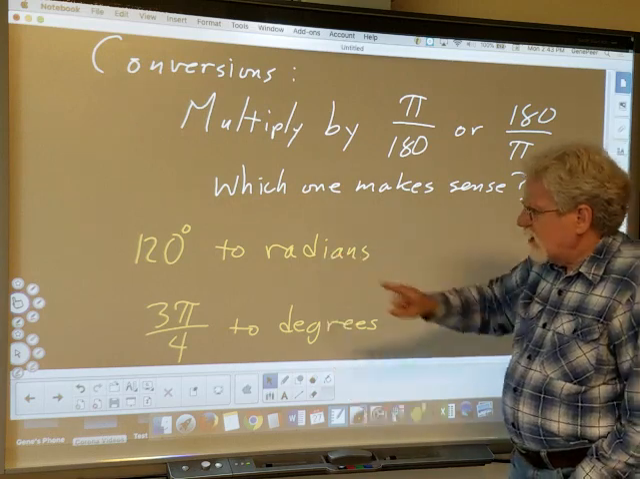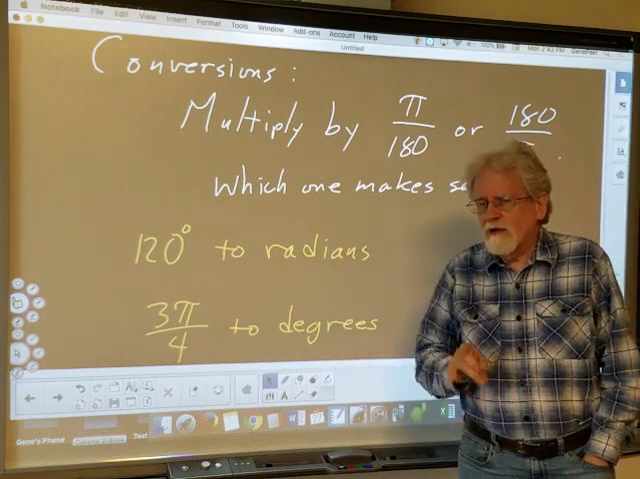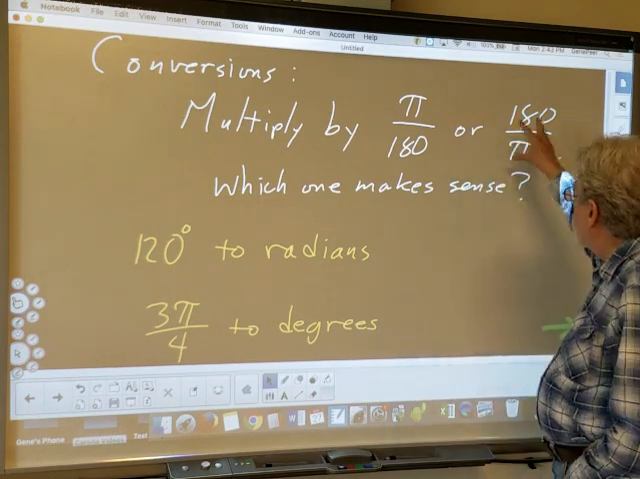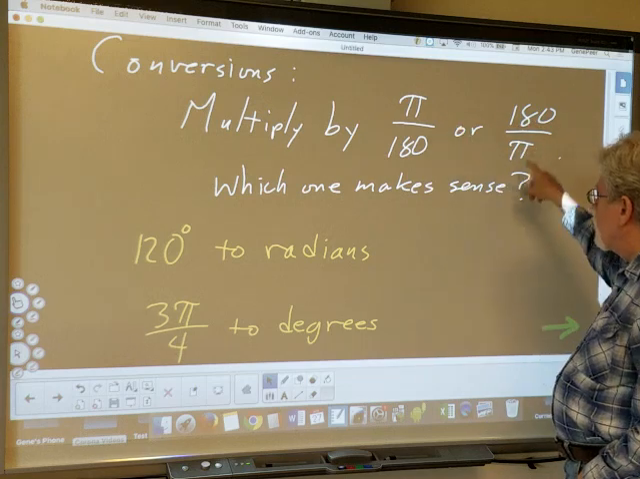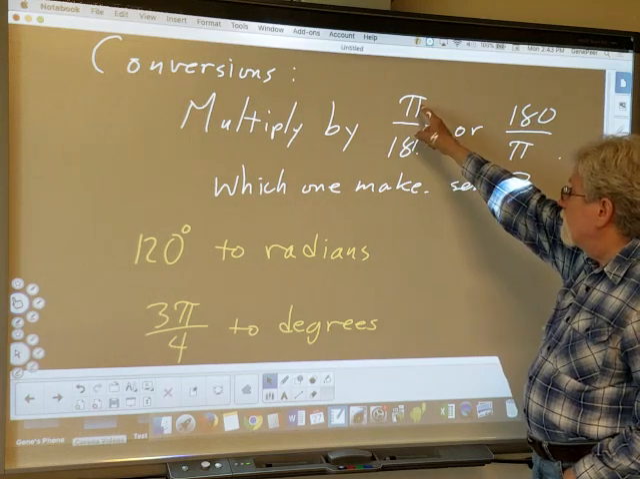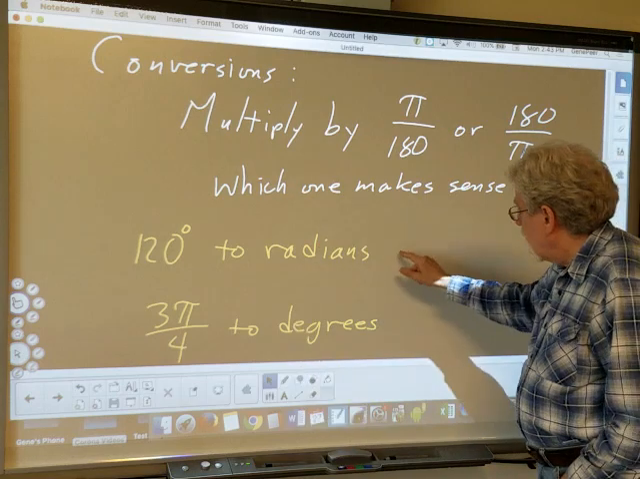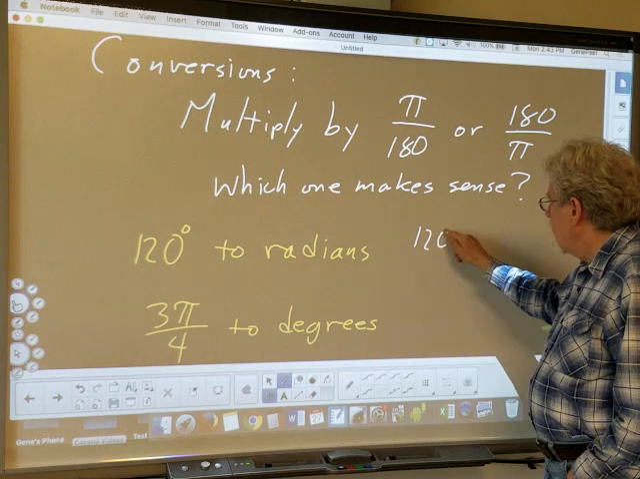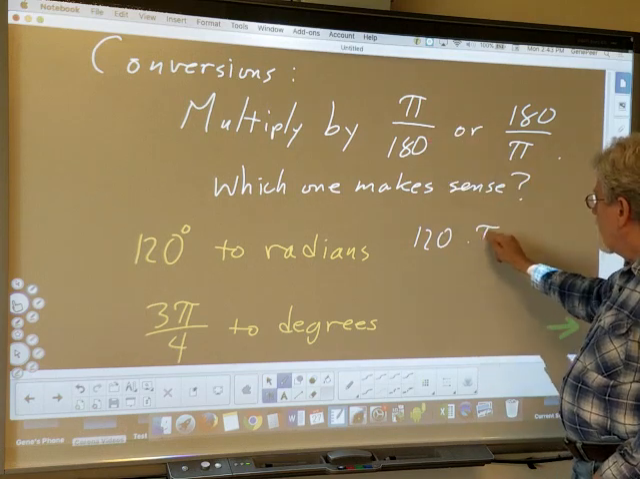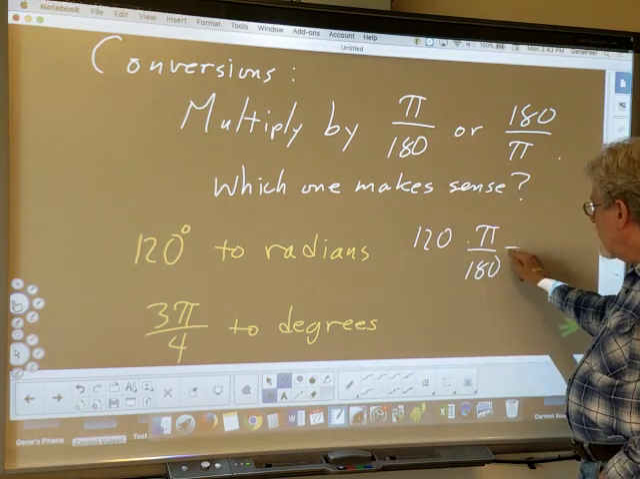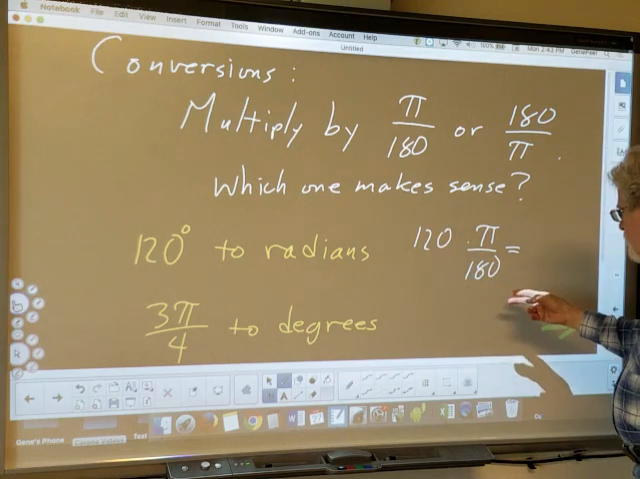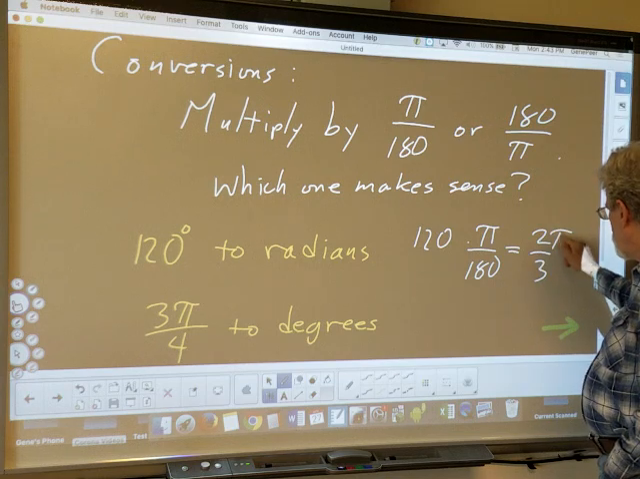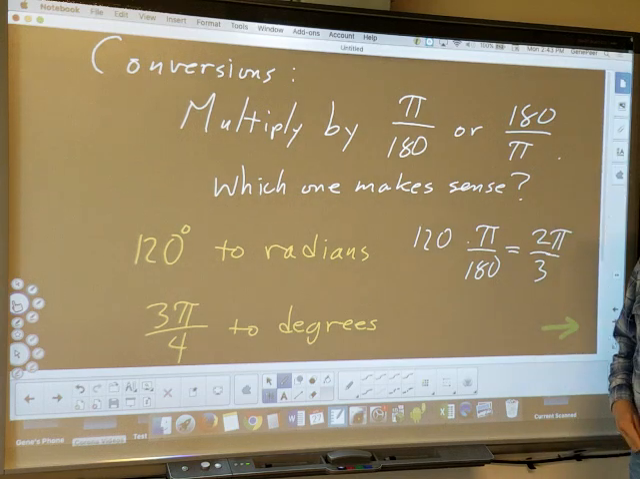If you're going to switch to radians, you know that your answer is going to have a pi involved. Therefore, you want to multiply by the one that's going to give you a pi in the numerator. Well, that one certainly won't, but this one will. There you have it. So for this guy, it's going to be 120 times pi over 180, reducing 12/18, that's going to be what? Divided by 6, it's 2/3. It'll be 2/3 pi. And that certainly looks like radians.